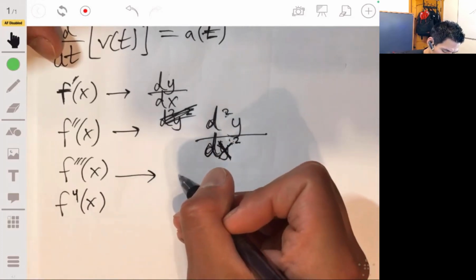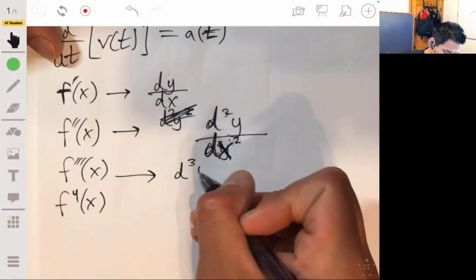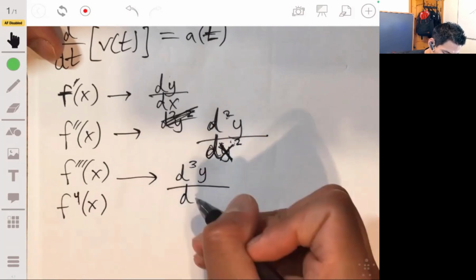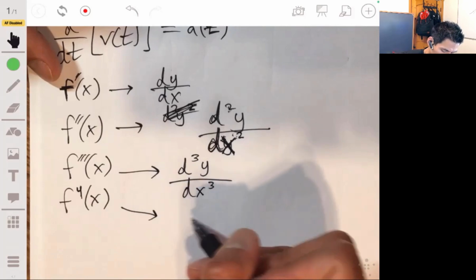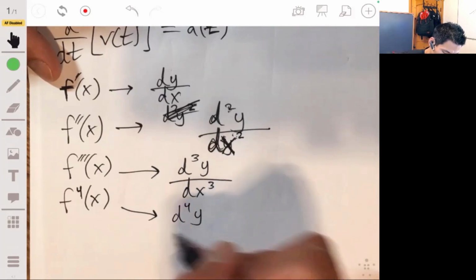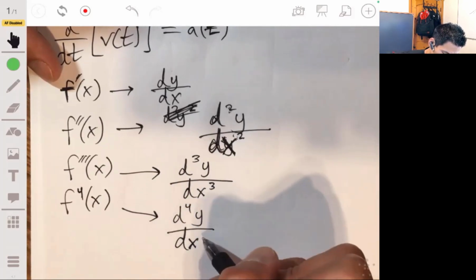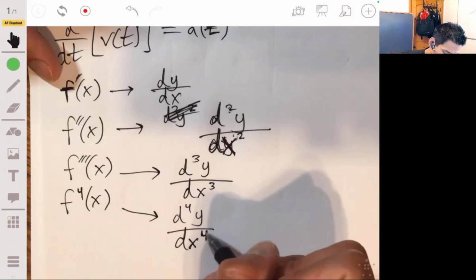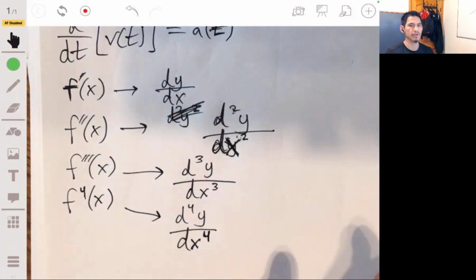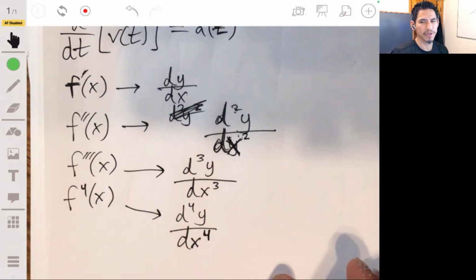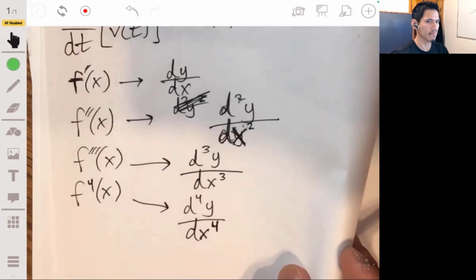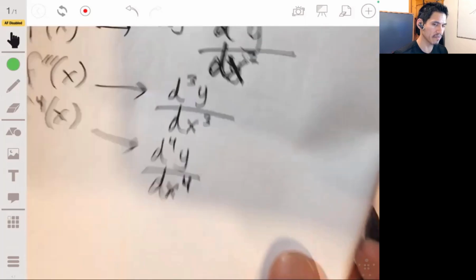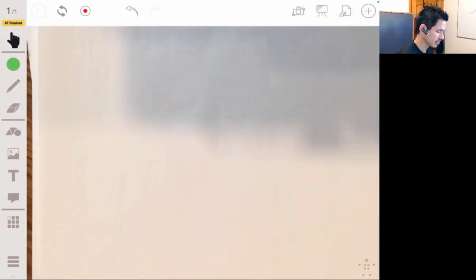So the third order derivative would look like this, and the fourth order like this. You just need to know it if it randomly pops up on a problem and you don't know what it's talking about. It's really key when you get into differential equations, because you're going to be working with a lot of higher order derivatives. But it's just notation, nothing more to it than that.